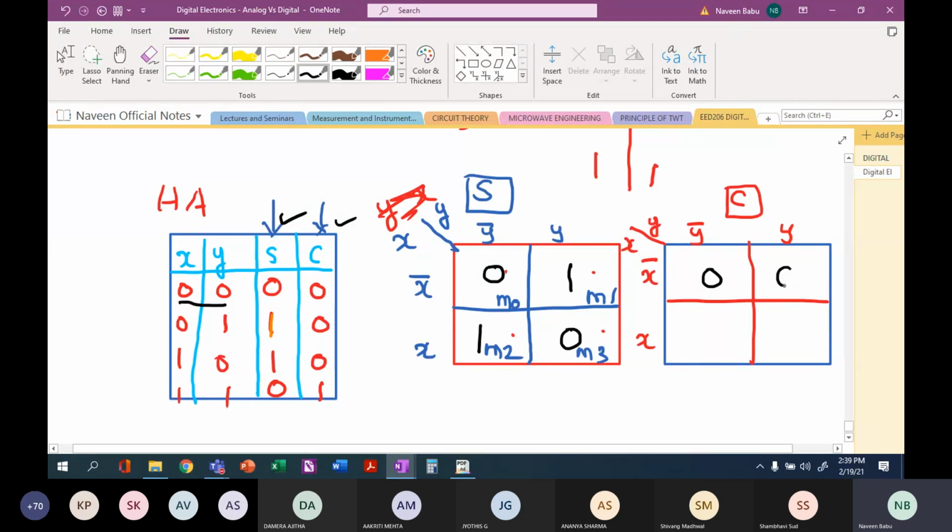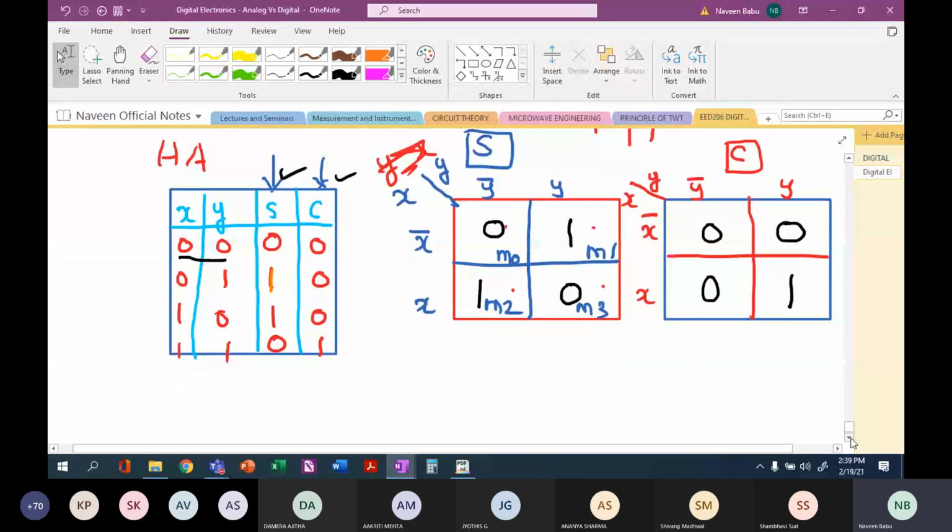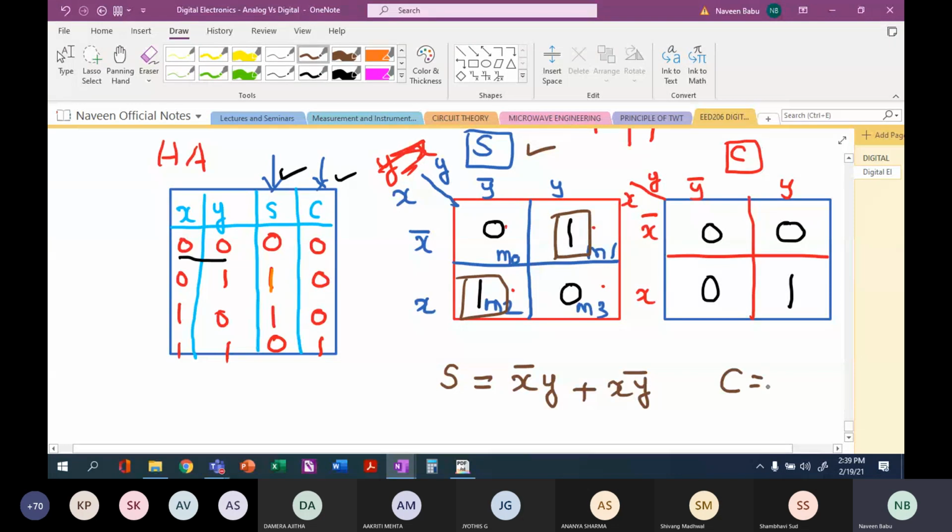Now, how do you write the Boolean expression here? For the K map corresponding to sum, this cell corresponds to X bar Y, plus this cell corresponds to X Y bar. Similarly, carry corresponds to which cell? It corresponds to X Y.